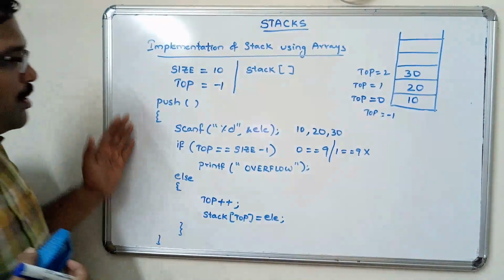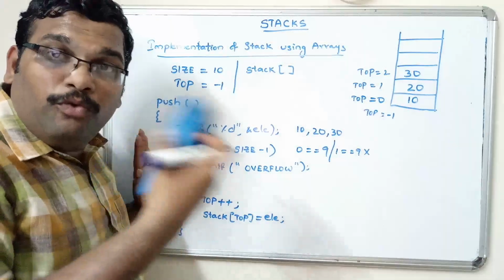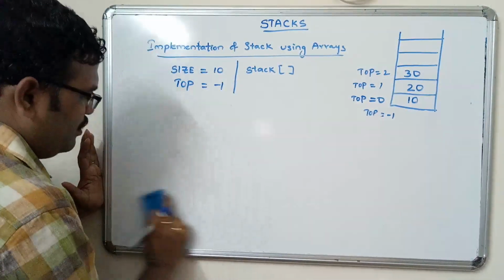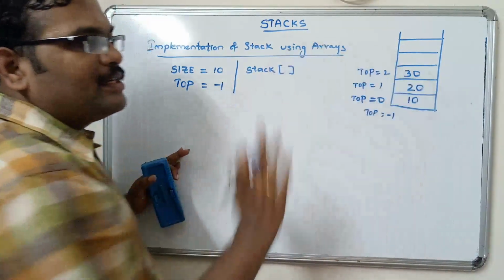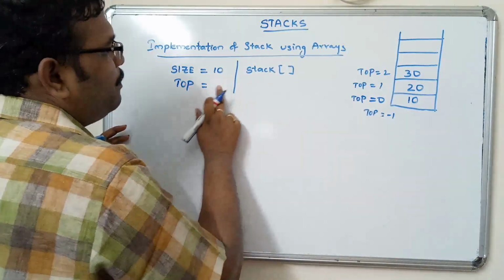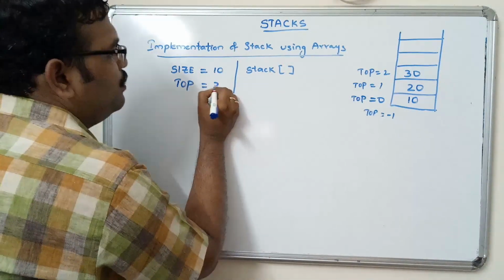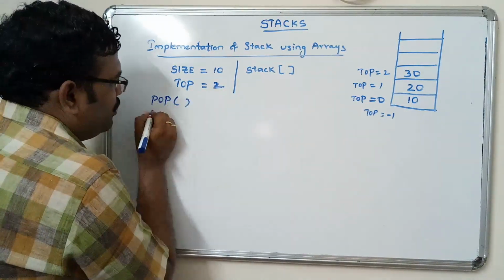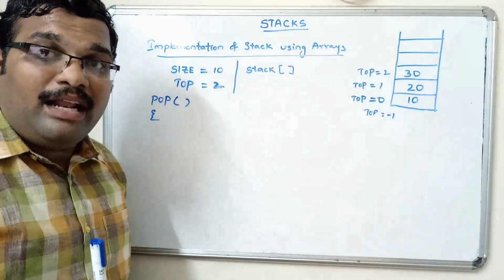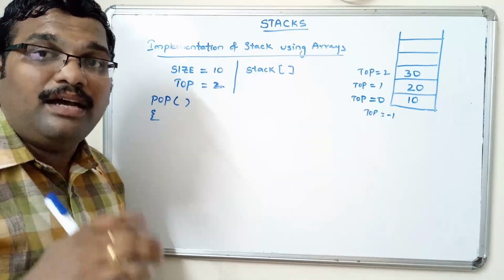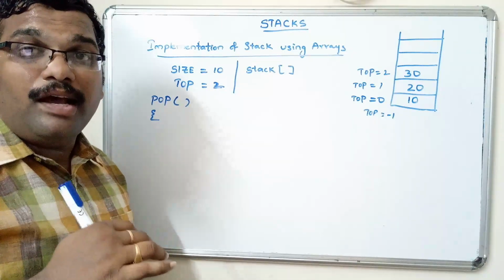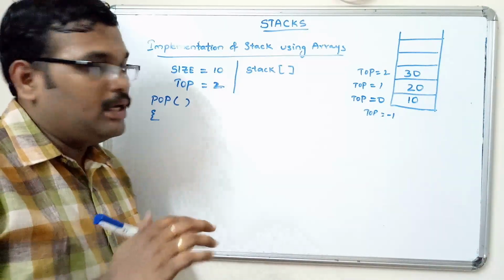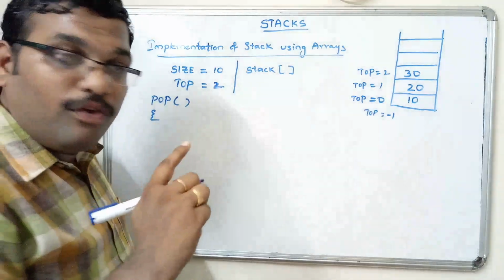Now, hope you understood this push operation. Now we will move on to the pop operation. After inserting the elements, the top is assigned to 2. Now the pop operation. Pop means deleting an element. So before deleting, we need to check the underflow condition. That means whether we are trying to delete an element from an empty stack or not. So for that we need to check the underflow condition.